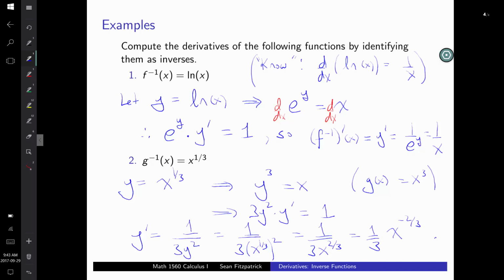So that's the general idea of the derivative for inverse functions. In the next few videos, we'll see how to use this to get derivatives for some of the inverse trig functions.